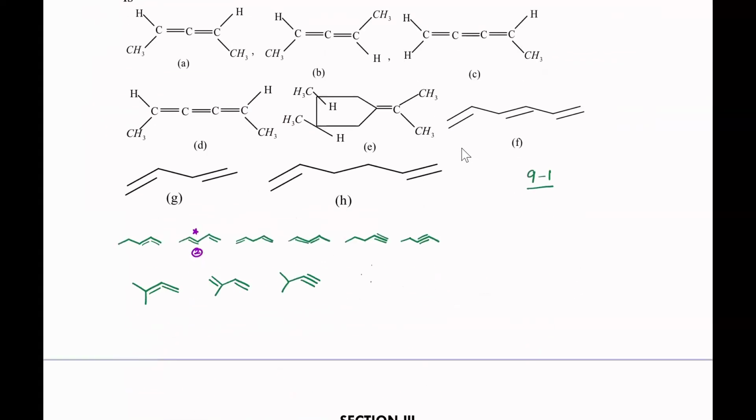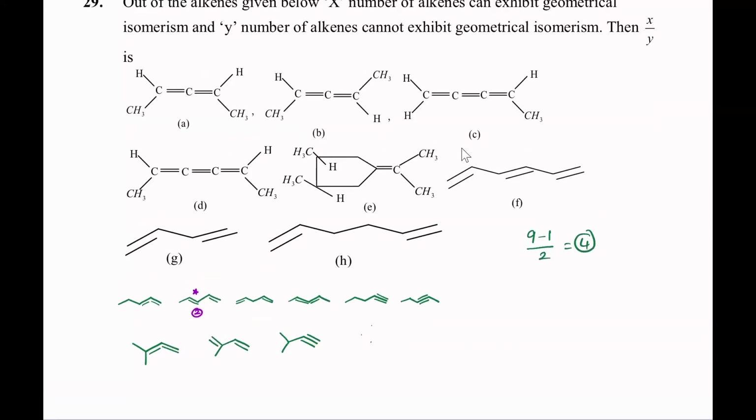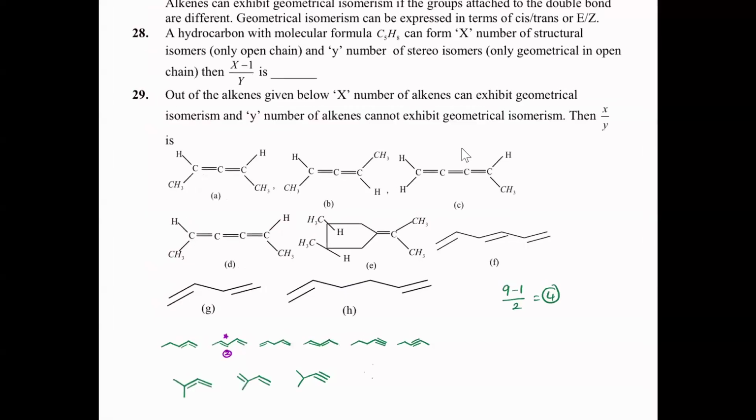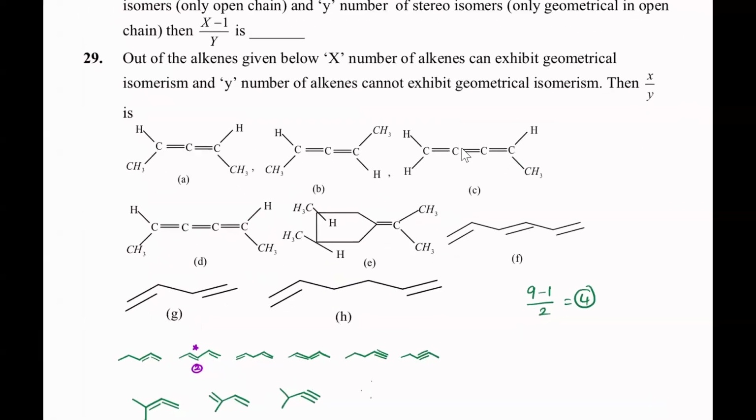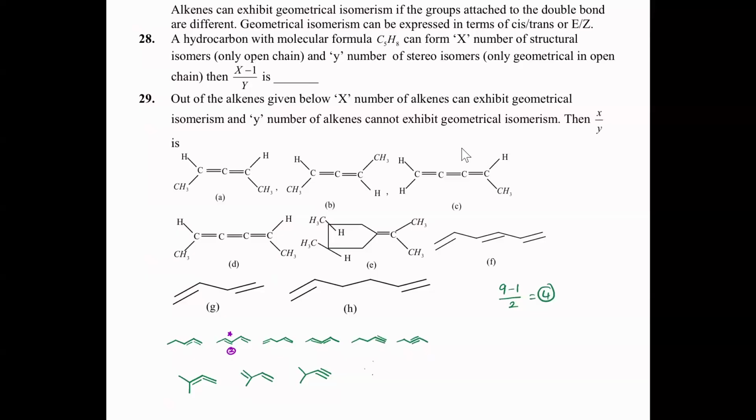So how many stereoisomers am I getting? Only 2, because the rest are not geometrical isomers. Everywhere we can see there would be either optical isomers or no isomers. So only 2 here. Correct? So check out how much we are getting. 4. Please check, everybody. Any doubt?